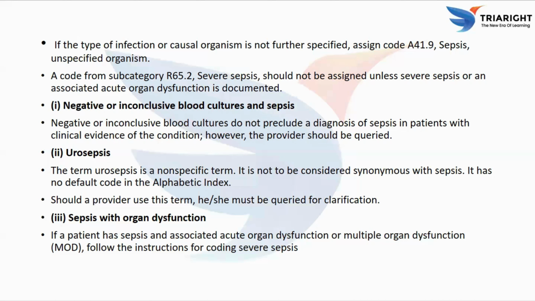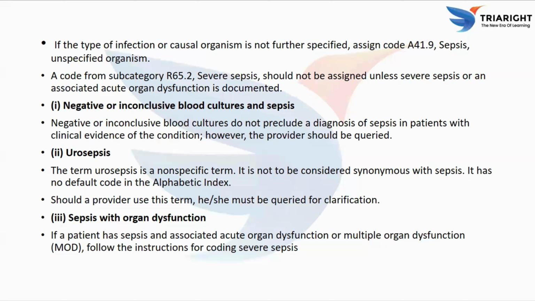So what do you have to query? The provider should clarify whether they mean sepsis due to urinary infection, or UTI only, or a systemic infection. The provider must specify the organism as well as the severity. So what is an example? The patient presents with urosepsis. Do you mean sepsis, UTI or pyelonephritis? This is how you have to query the provider.